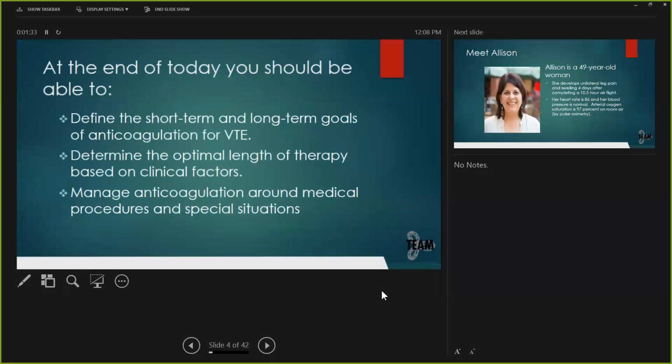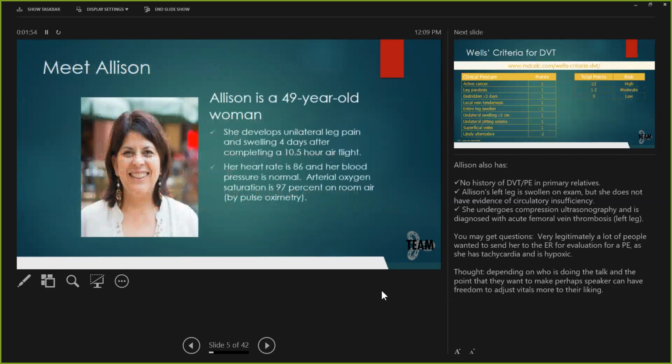At the end of today, our goals are to define the short-term and long-term goals of anticoagulation for venous thromboembolism and the length of therapy, and to manage anticoagulation around procedures and special situations like surgeries. Okay, so we'll start with the case.